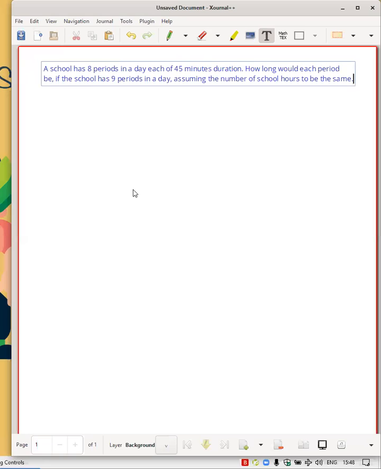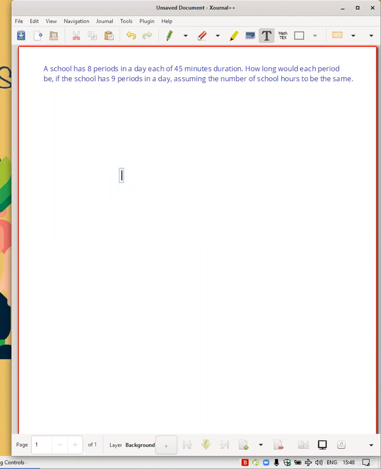Okay, so this one. A school has 8 periods in a day of 45 minutes duration. How long would each period be if the school now has 9 periods in a day, assuming the total number of school hours remains the same? So in these kind of word problems, the first thing to understand is whether it is going to be a sum of direct variation or inverse variation.